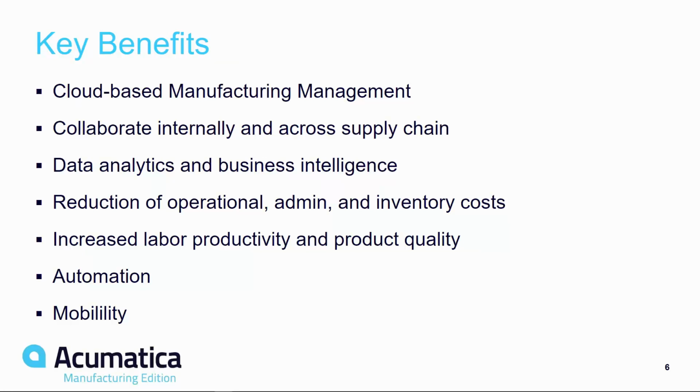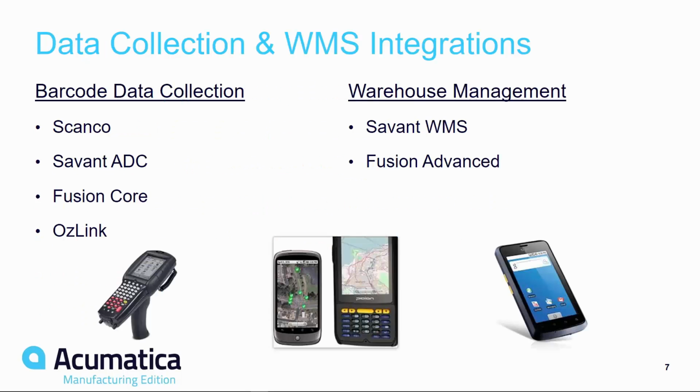Acumatica Manufacturing Edition gives manufacturers of all sizes an edge over their competition. Using cloud-based software, your employees will be able to more closely collaborate internally on production processes, as well as externally across the supply chain. Automate critical business functions and gain access to invaluable real-time analytics while seeing increased labor productivity and product quality on the shop floor. You can also extend Acumatica Manufacturing Edition to support barcoding and warehouse management.